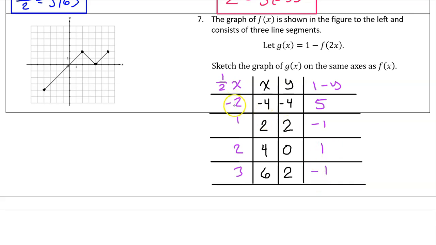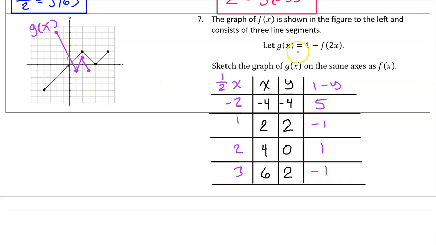Now all I have to do is plot these 4 points, the purple ones, and connect the dots. Here are my first 2 points. My next point is at 2, 1, which will connect up like this. And my last point is at 3, -1. So 3, -1 will be just like this. Label the purple graph as g of x.